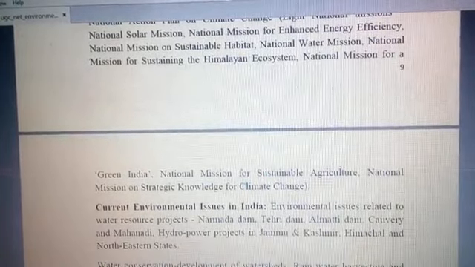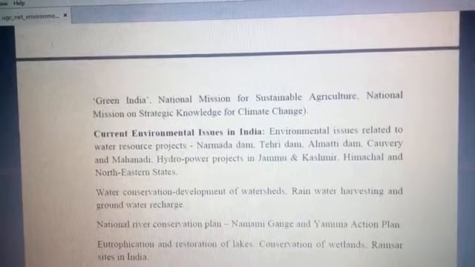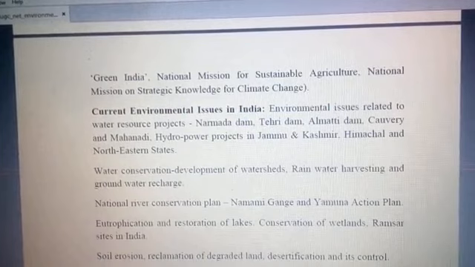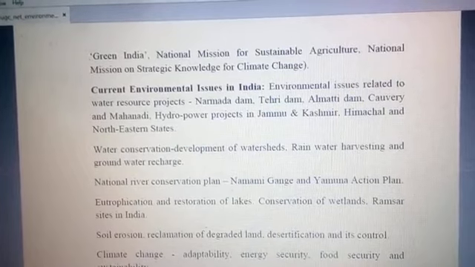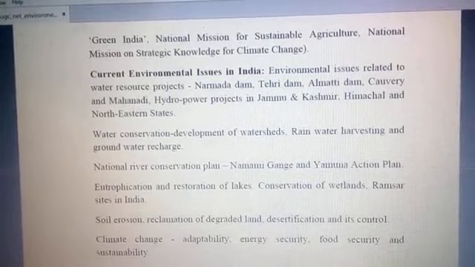Current environmental issues in India: environmental issues related to water resources projects, Narmada Dam, Tehri Dam, Mehti Dam, Kaveri and Mahanadi, hydropower projects in Jammu and Kashmir, Himachal and northeastern states, and water conservation and development for watershed, rainwater harvesting, groundwater recharge.